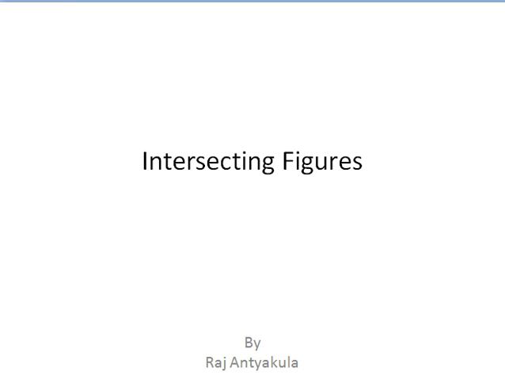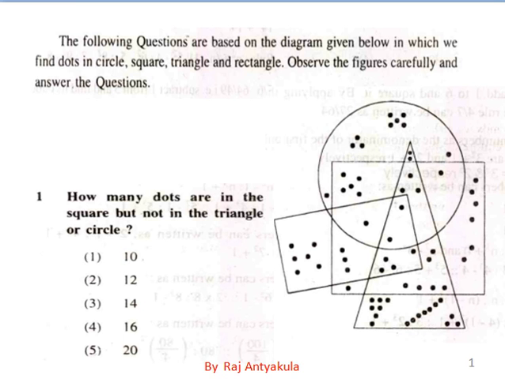Intersecting figures. We will see how to solve these questions. Now, coming to here, the following questions are based on the diagram given below, in which we find dots in circle, square, triangle and rectangle. Observe the figures carefully and answer the questions. Now, what is given here? Look at it carefully. This is circle, square, triangle and rectangle.